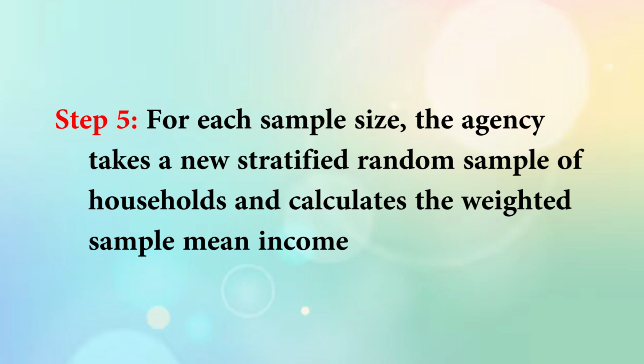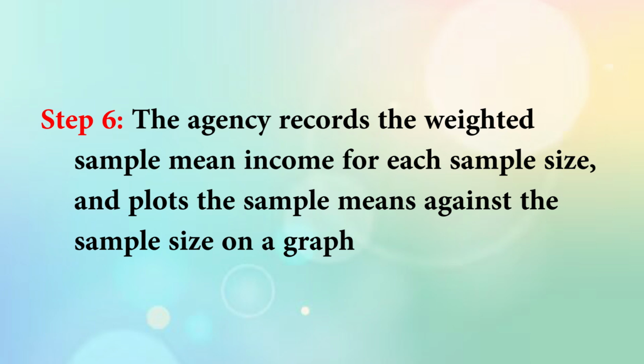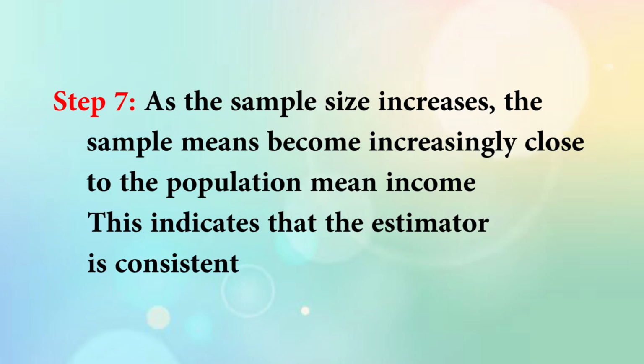For each sample size, the agency takes a new stratified random sample of households and calculates the weighted sample mean income. The agency records the weighted sample mean income for each sample size and plots the sample mean against the sample size on a graph. As the sample size increases, the sample mean becomes increasingly close to the population mean. This indicates that the estimator is consistent.